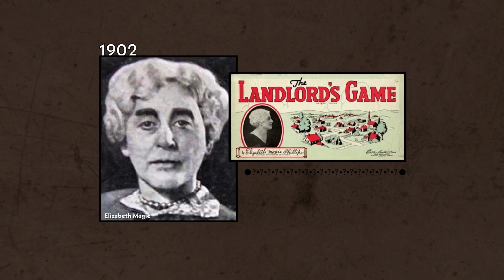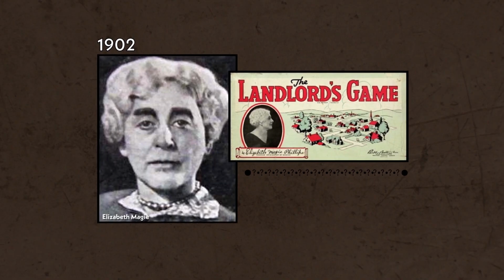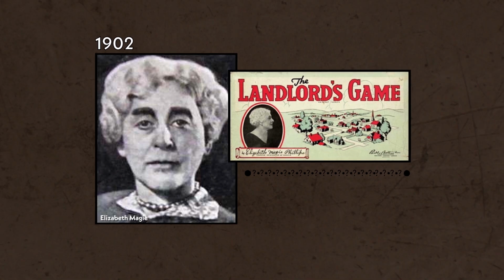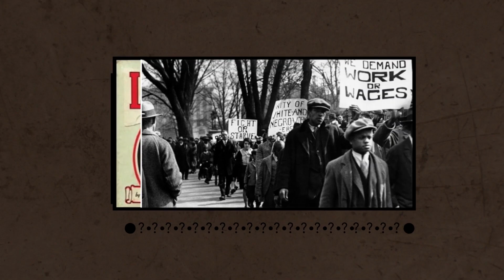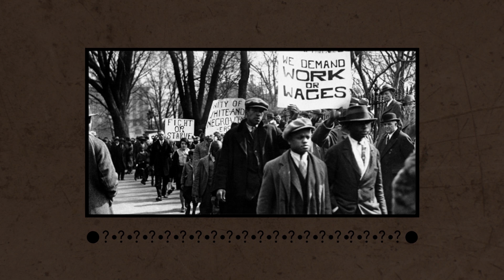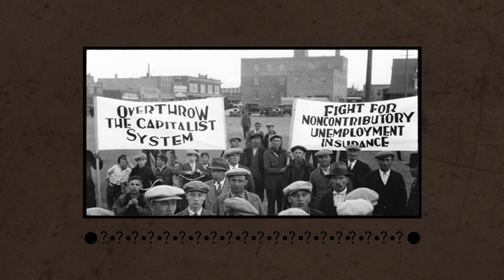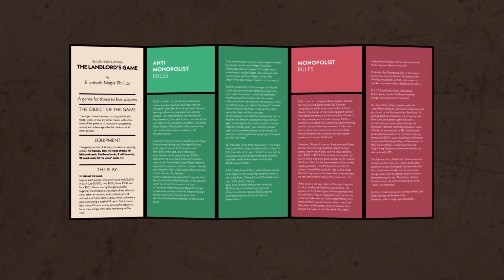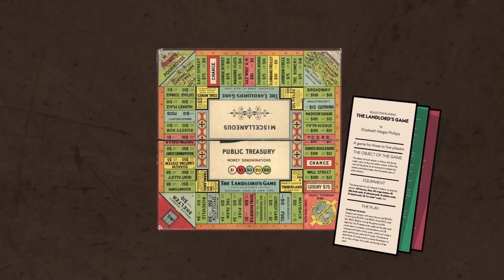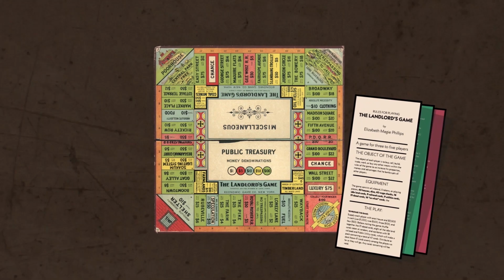To understand the game's history, we have to go back to 1902, when the artist Elizabeth Maggie developed the Landlord's Game. Reflecting her progressive political views, the game had a strong anti-capitalist stance. It had two sets of rules, labelled anti-monopolist and monopolist. Her idea was that the rules would show what was morally right and wrong for society.